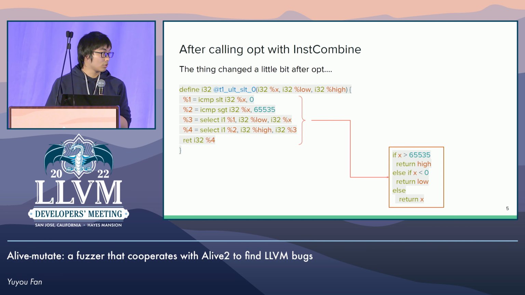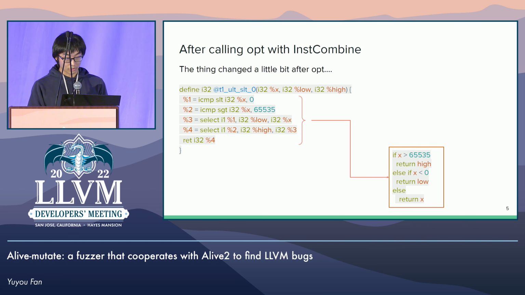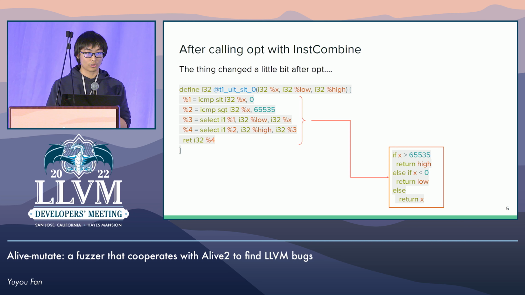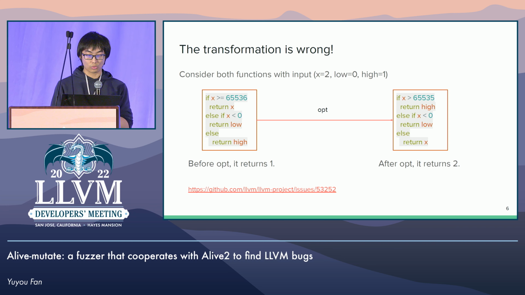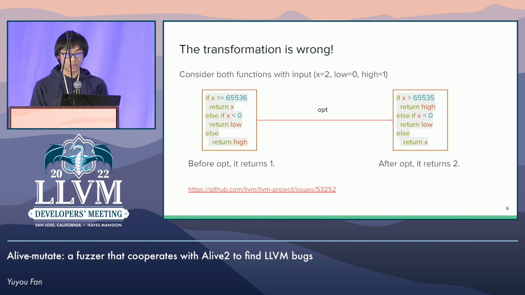The reason I want to show this example is that the optimization on this mutated test case is actually wrong. Let's see. Consider both functions with input x equals 2, low equals 0, high equals 1. Before optimization: if x, which is 2, is larger than the five-digit number, no. x less than 0, no. Else return high. So before optimization, it returns 1.